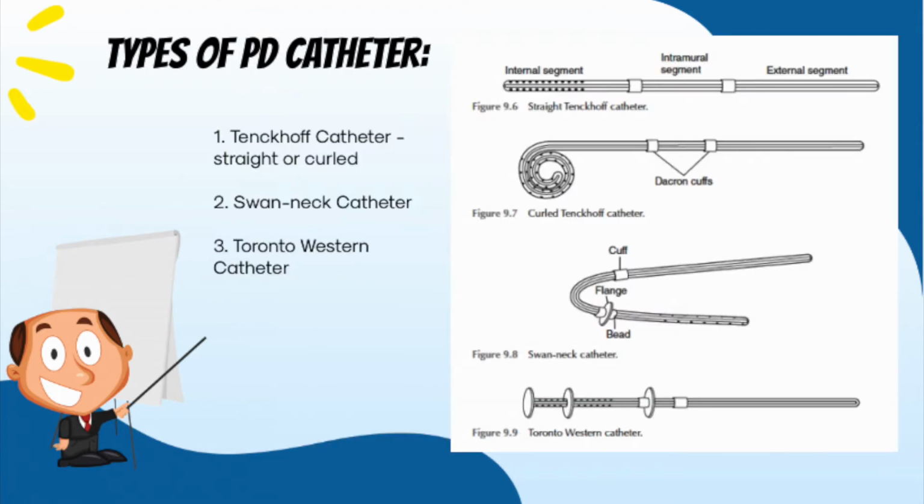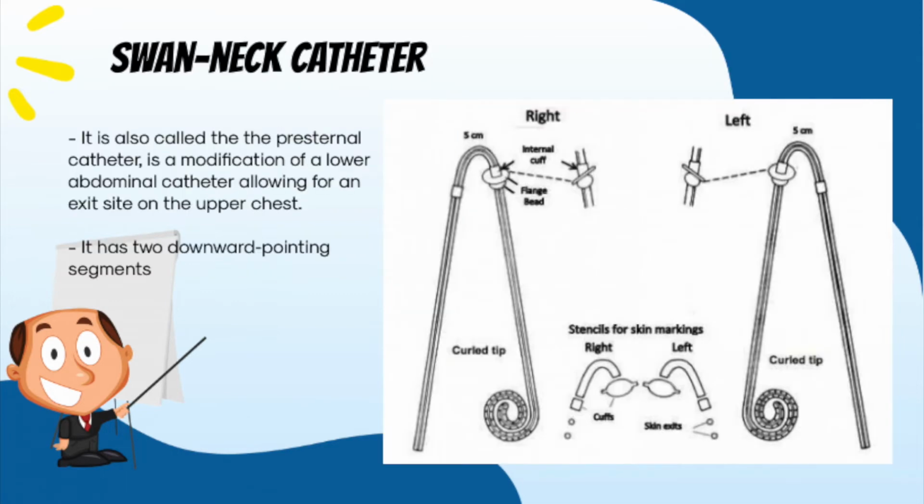There are different types of PD catheters. Each type varies in shapes, lengths, and sizes. It also varies in the design, which includes the number of cuffs, 1 versus 2, the design of the intramural segment, permanently bent versus straight, and the intraperitoneal portion, straight versus curled. Today, I will specifically discuss the Swan Neck catheter.